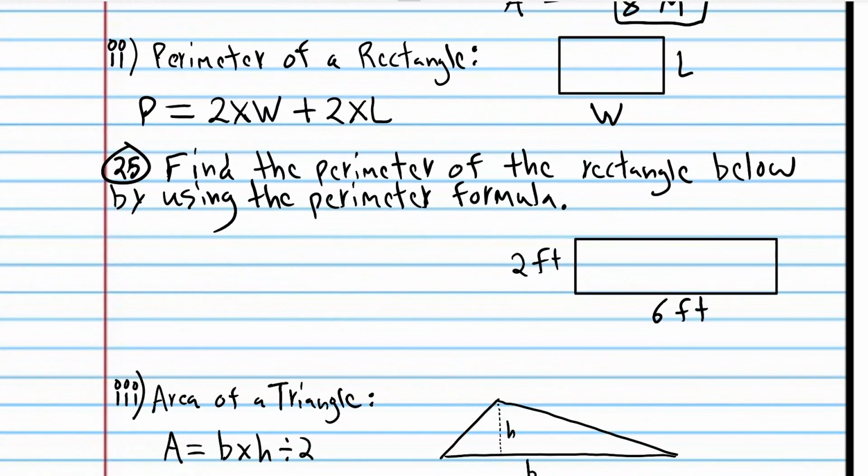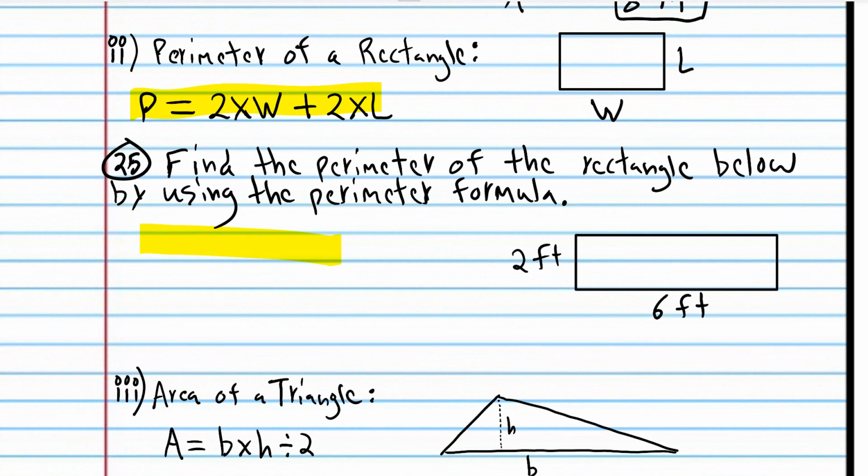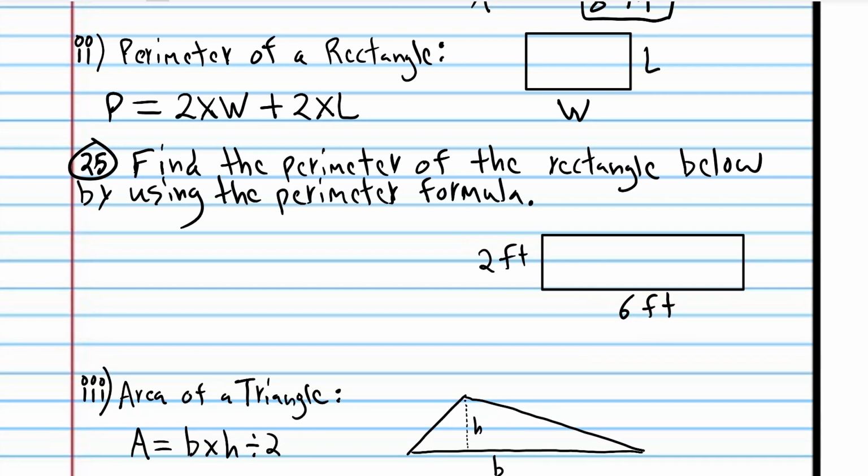So I want you to write the formula down and then evaluate by plugging in the width and the length and then calculating the answer. Now, the perimeter is just one-dimensional, so your answer is not going to be square feet. It's just going to be regular feet. So try that problem, and when you come back, we'll do it together.